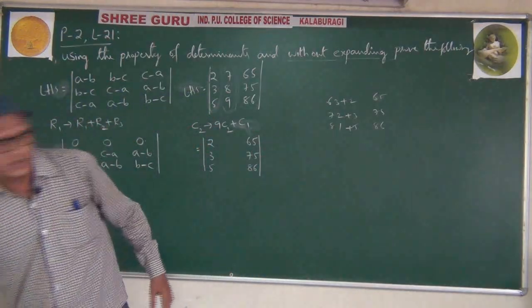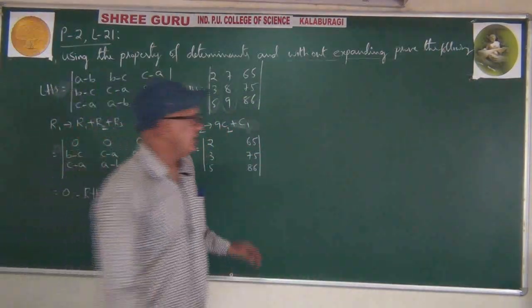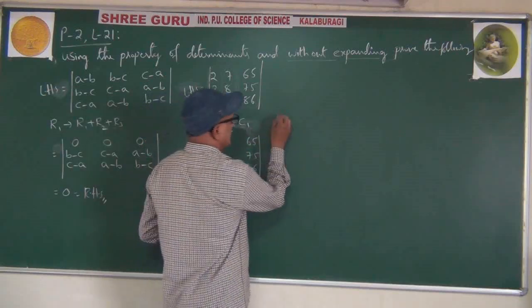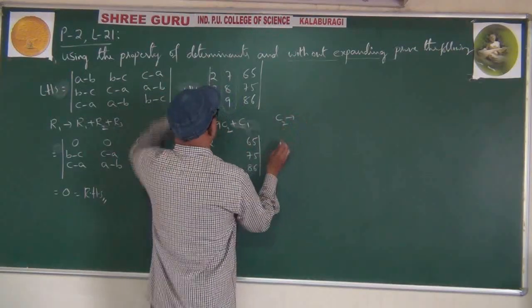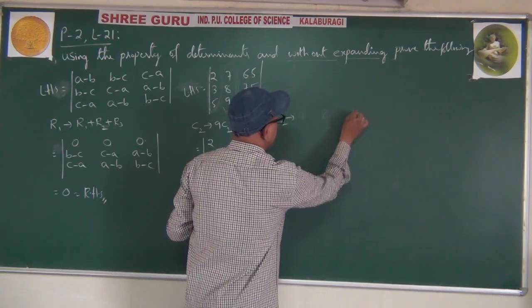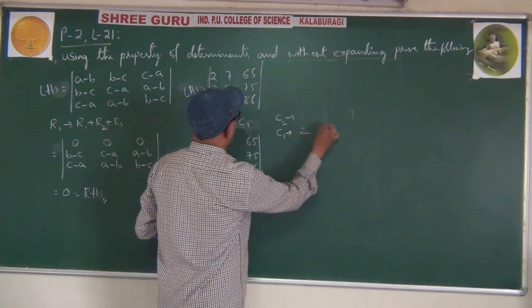We are changing the second column. What is the second column? 7, 8, 9. The first column is 2, 3, 5.